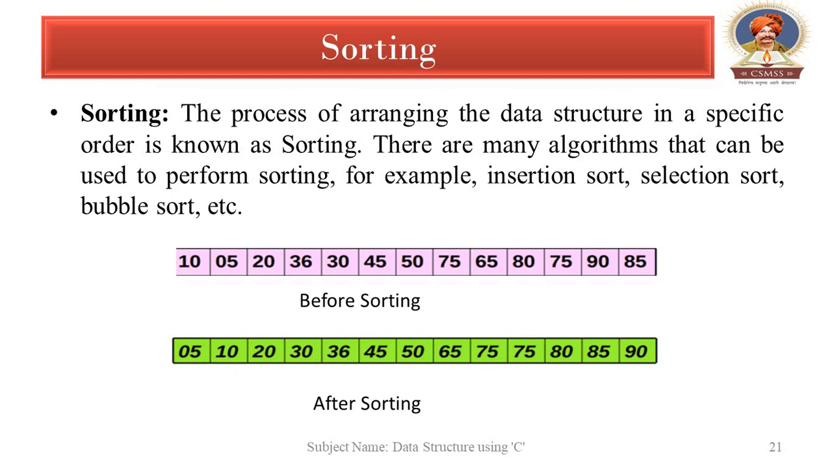Then sorting. The process of arranging the data structure in a specific order is known as sorting. There are many algorithms that can be used to perform sort, such as insertion sort, selection sort, bubble sort, and so on. So here the list before sorting and after using the algorithm, we can sort the list and the list after sorting.